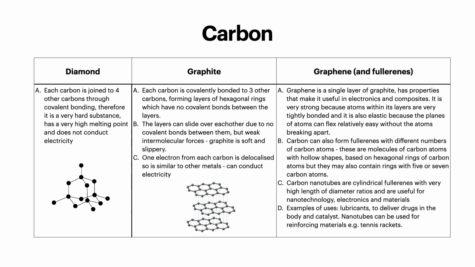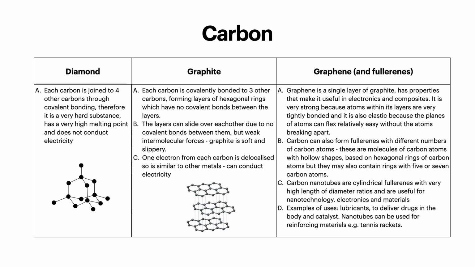One electron from each carbon is delocalized, so similar to other metals, it can conduct electricity. Where you see these layers here, in between them is just delocalized electrons, which can carry that electricity.